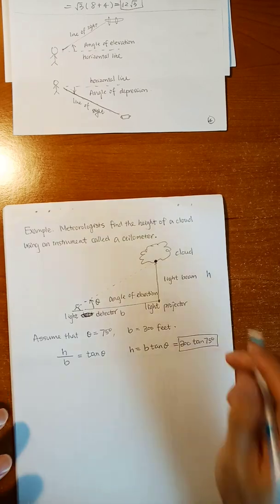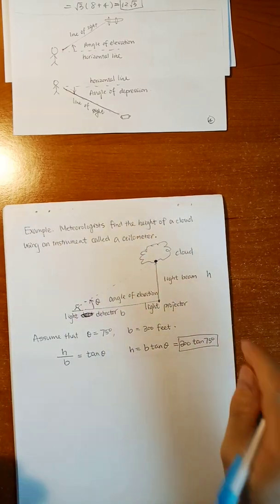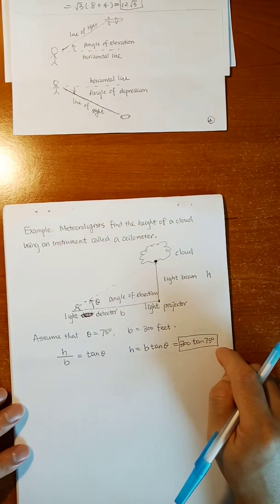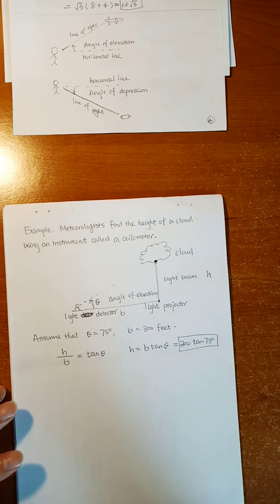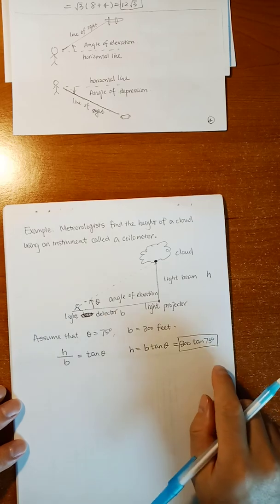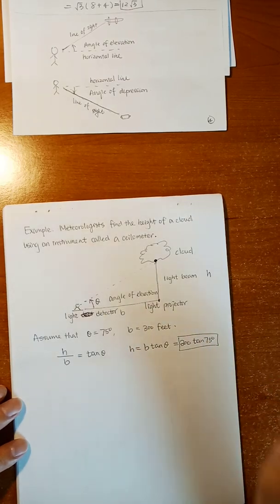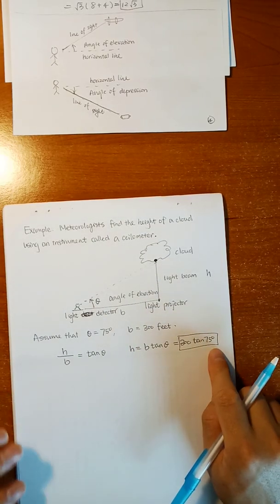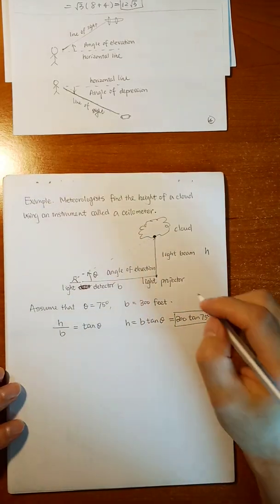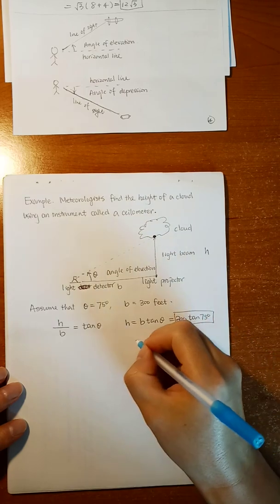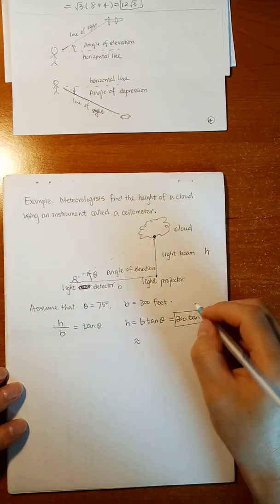In the exam, you just leave the answer like this, because we don't know the value of tangent 75 degrees so far. So you just leave this symbol like this. Don't estimate, don't approximate, don't use a calculator. Okay? This is a theoretical result. And in real life, when you have the calculator, you can use it to compute.